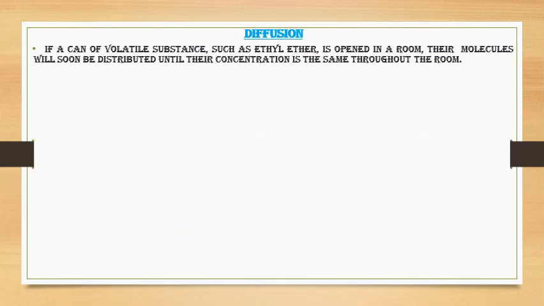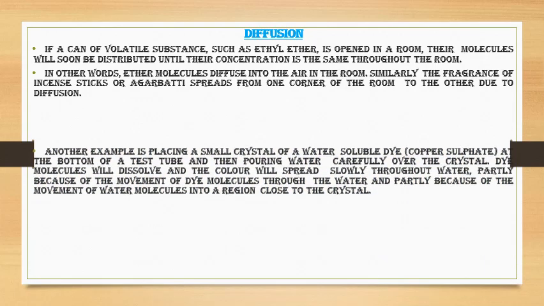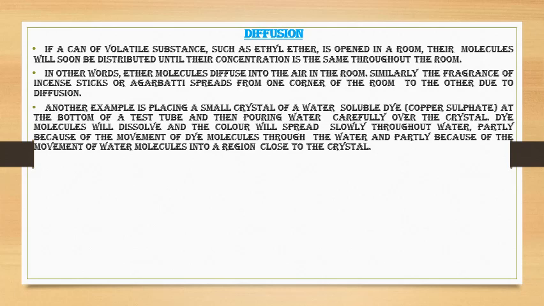Diffusion. If a can of a volatile substance such as ethyl ether is opened in a room, its molecules will soon be distributed until their concentration is the same throughout the room. In other words, ether molecules diffuse into the air in the room. Similarly, the fragrance of an incense stick or agarbatti spreads from one corner of the room to the other due to diffusion.